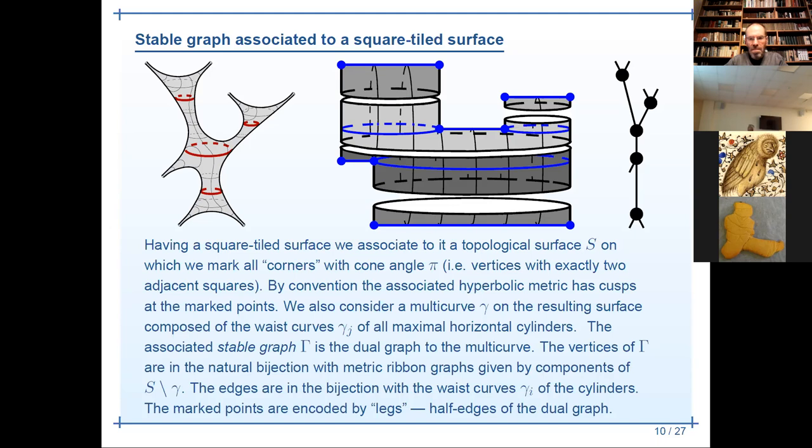Quick question. For the cone points which aren't cone angle pi, are you allowing for cone angles bigger than 4 pi? So these cusps, or what is the same, these legs, correspond to conical points of angle pi only. And the other conical points, for example here, where we have a conical singularity with the angle 3 pi, I just ignore them in this coding.